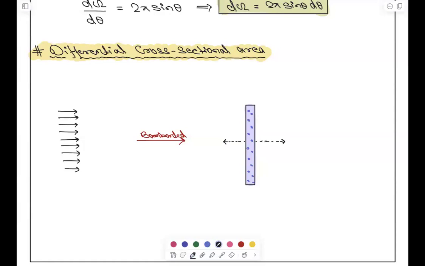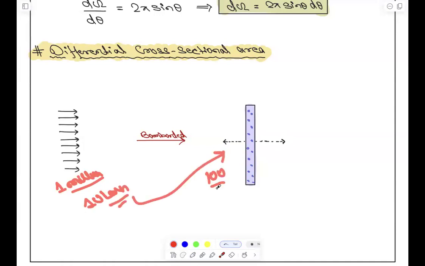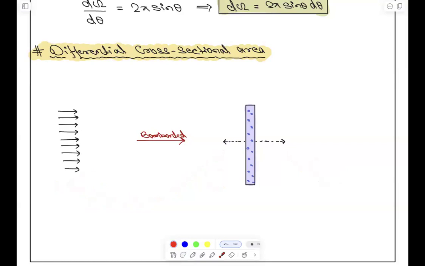Now what will be the number of particles? That doesn't matter. Let's say we are sending 1 million, which means 10 lakh particles. Might be that from 10 lakh particles, only 100 particles come back in this direction, and only 500 particles come back in this direction. That's a matter of debate, but these are the possibilities. The angle made here will be 0 degrees, and the angle made here will be equal to pi.